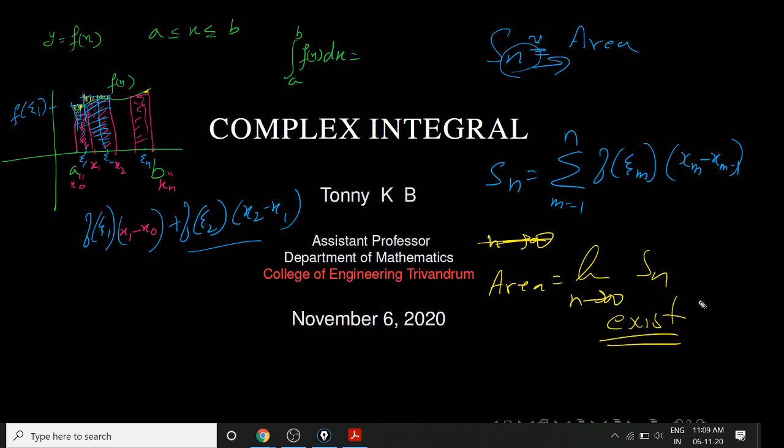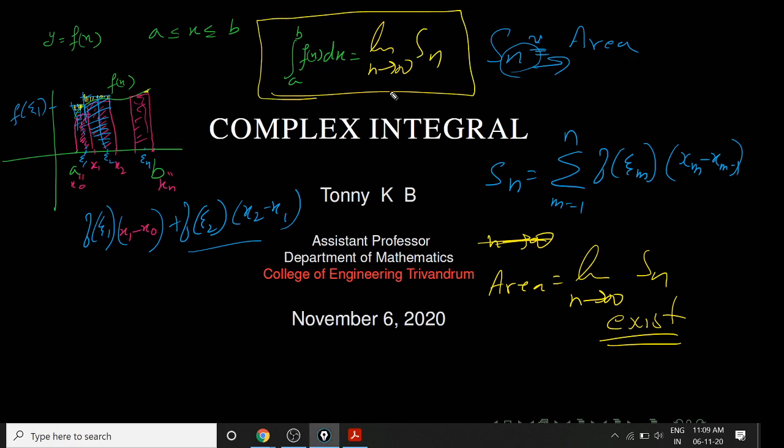Provided this limit exists. If this limit exists, then this limiting quantity is exactly the area between this curve and the x-axis from a to b. And we define the integral from a to b of f of x dx as limit n tends to infinity Sn. This is one definition of our definite integral in real calculus.